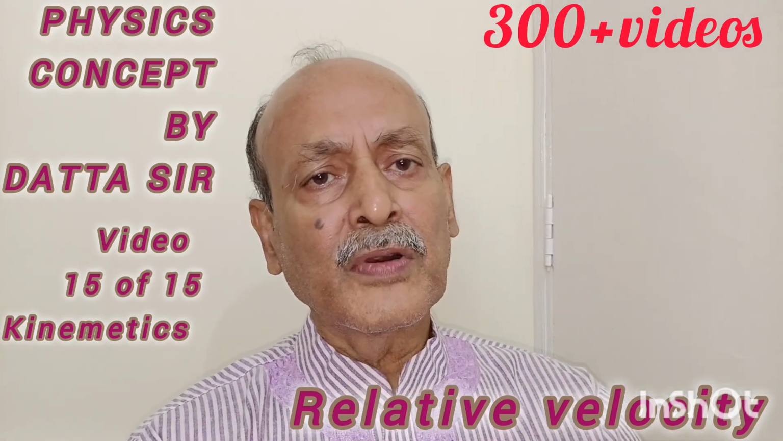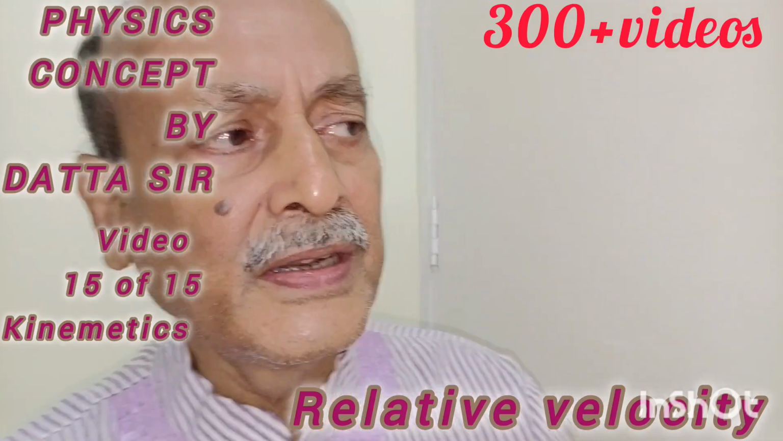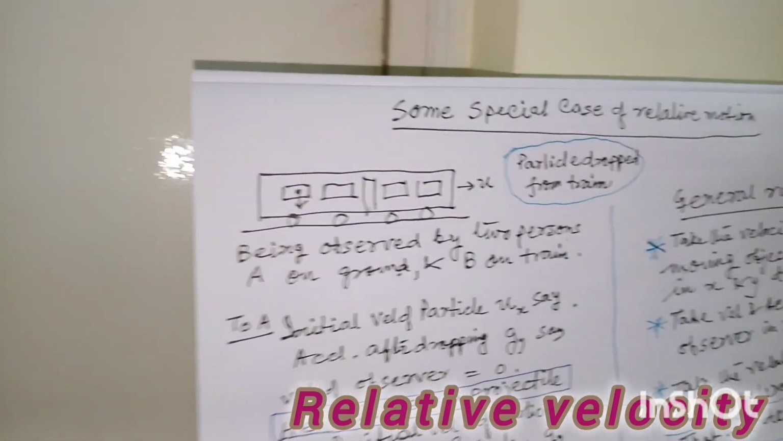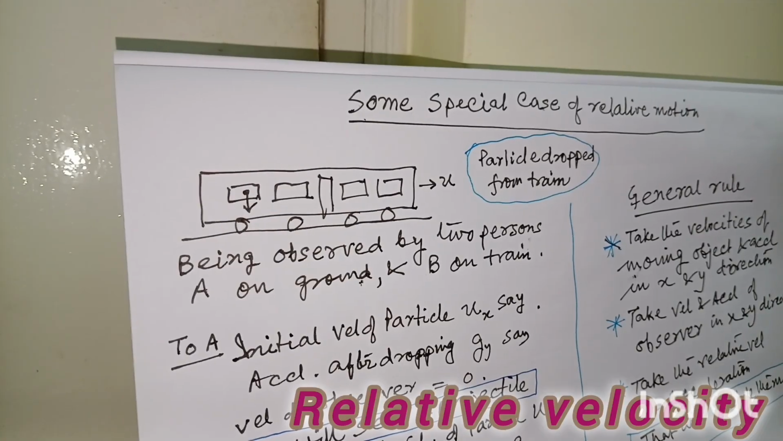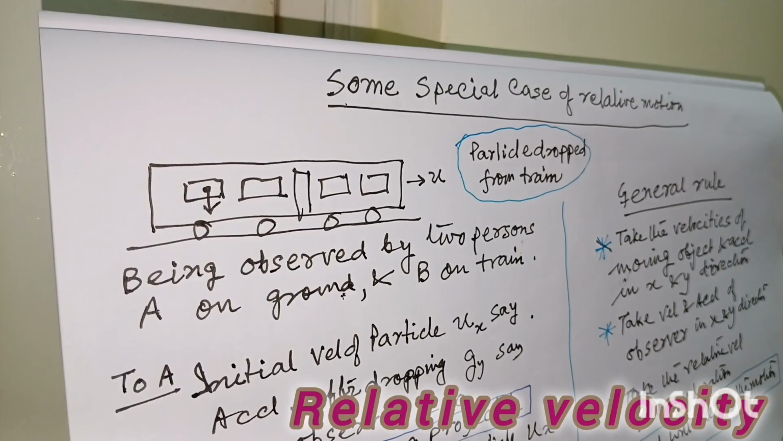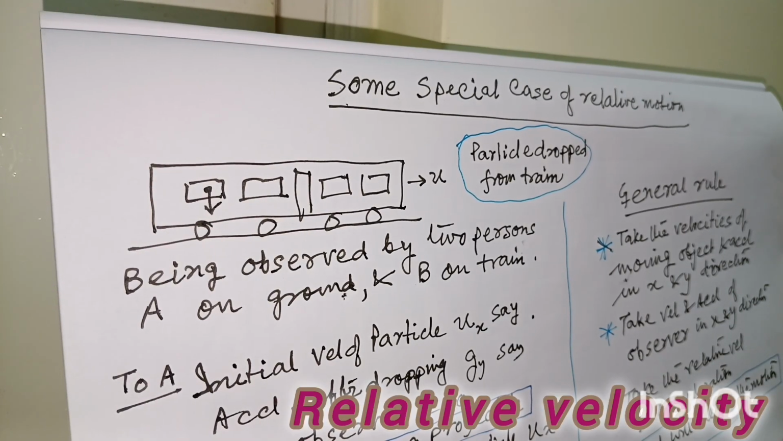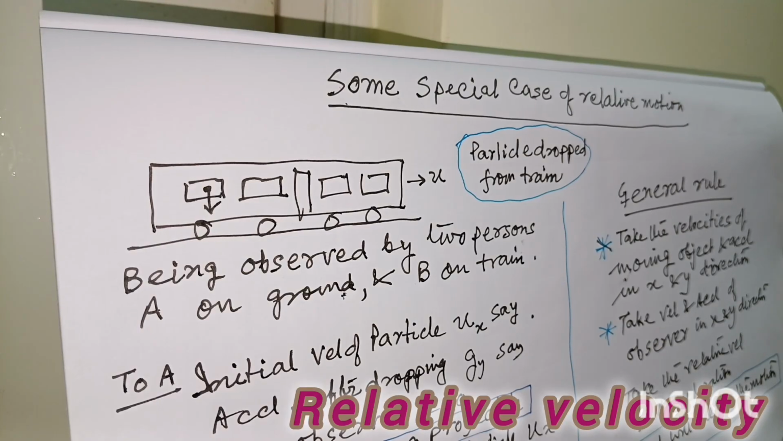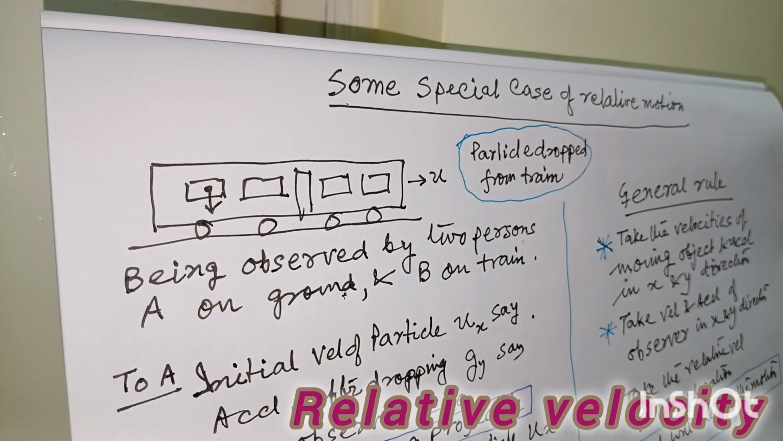I am giving an example of two problems. Please listen very carefully. Suppose a train is going with uniform velocity u and a person is sitting at the window of the train. That means he is also moving with uniform velocity u. Now he is dropping a particle from the window. He is just dropping. Then it is supposed to fall downward.